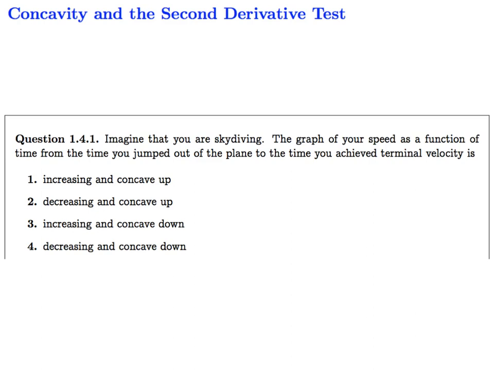While you're watching this video today, I want you to think about the following question. Imagine that you're skydiving, and the graph of your speed as a function of time, from the time you jumped out of the plane to the time you achieved terminal velocity, follows which one of the following? It's important to note that we don't want to think about our position as we jump out of the plane. You could draw that graph, but what we're really interested in instead is the graph of our speed. So which one of these descriptions matches our speed? Try to draw a picture now, and come back to it when you're done with the video. Try to draw it again and we'll talk about it in class.